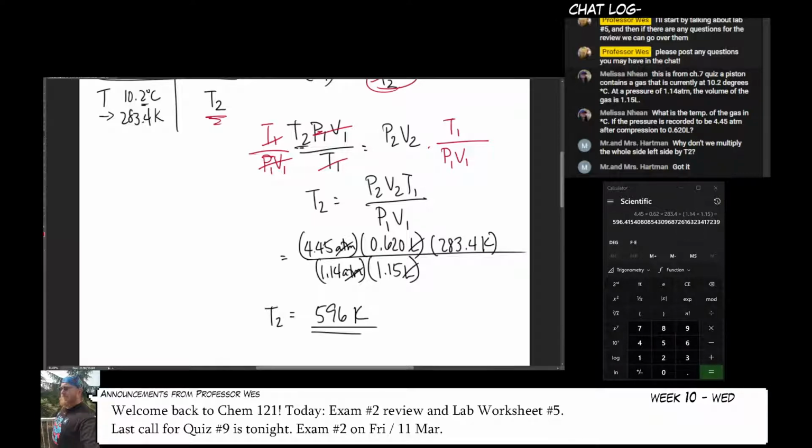And then I have to turn that back into Celsius, because that's what the problem wants us to do. So we'll subtract 273.15 from that. So the answer that we should get would be 323 Celsius. So when you compress a gas down to a very tiny volume, the temperature tends to go way, way, way up.